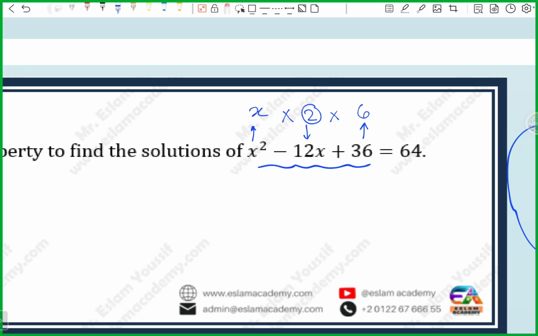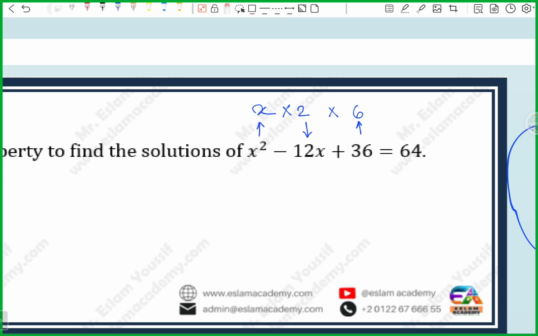No. Could you please try x times 2 times 6? I didn't understand. Again, one more time, I will start from the beginning. Can you find the square root of the first? Yeah, it's x. Can you find the square root of the second? 6. If you multiply x times 2 times 6, the answer will be 12. So this expression is a perfect square.